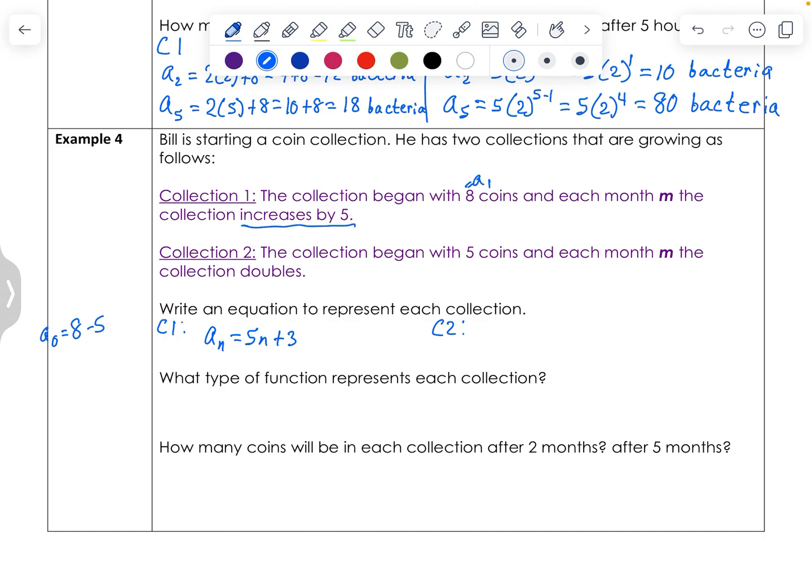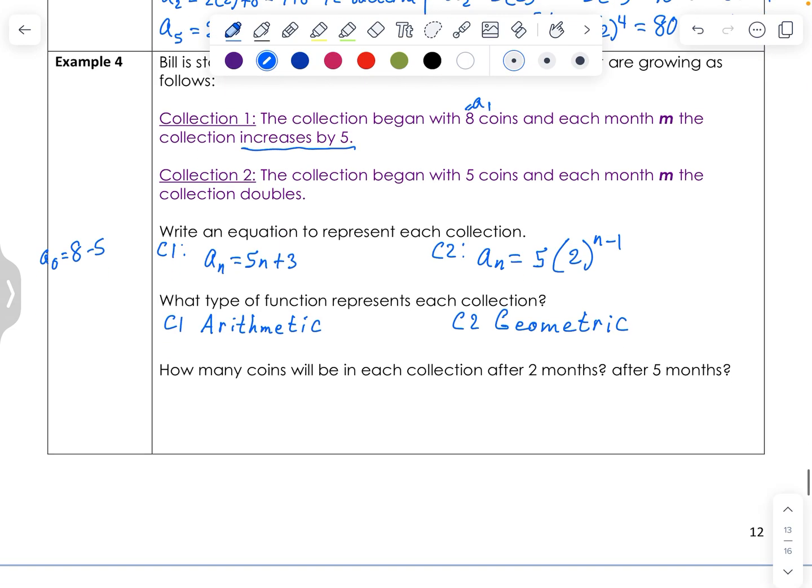Okay, and then our collection 2 would be a sub n equals, we're starting with 5 coins. It's doubling, so 5 times 2 to the n minus 1. So that would be our rule here. So the C1 would be arithmetic, and the C2 would be geometric.